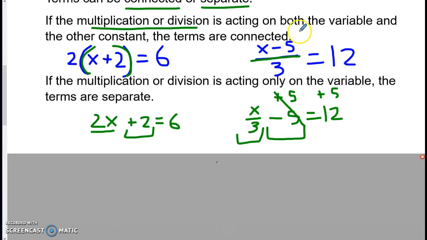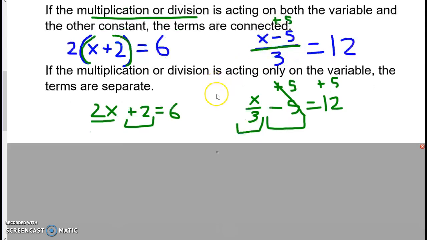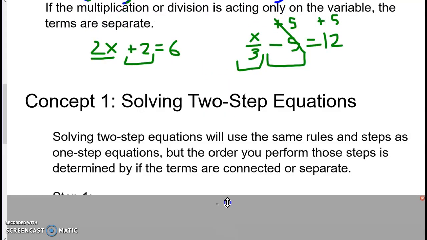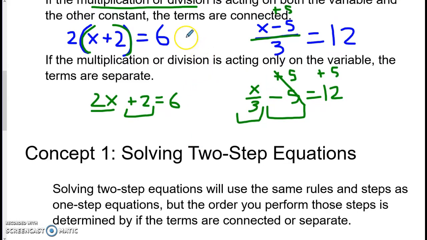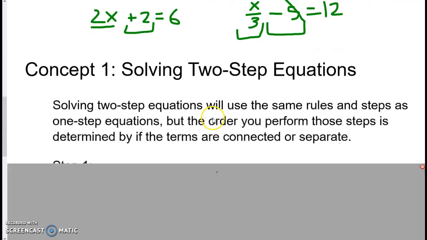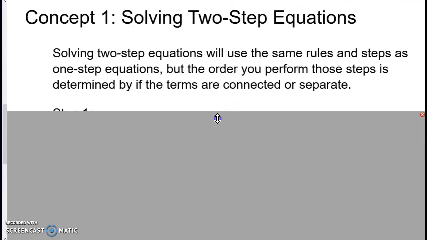With a connected term, if I try and add 5 to get rid of this 5, well, this isn't actually just 5. This is 5 over 3. So I can't just add 5 to move this one away. I would have to add 5/3 and then be left with x/3, and it gets really messy. So make sure that you are able to recognize whether the terms are connected or separate. That's the big difference when solving two-step equations.